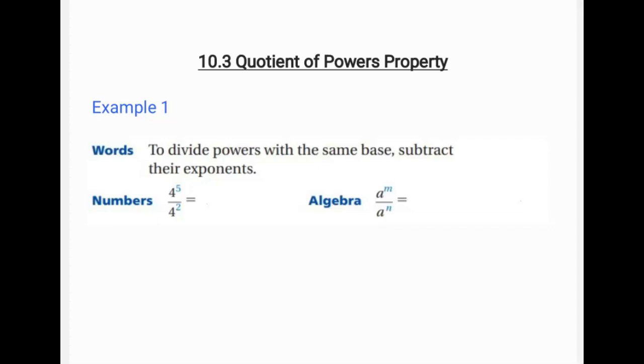This lesson is on 10.3, Quotient of Powers property. In example 1, we're going to divide powers with the same base. And so if we divide the powers, we're going to subtract their exponents.